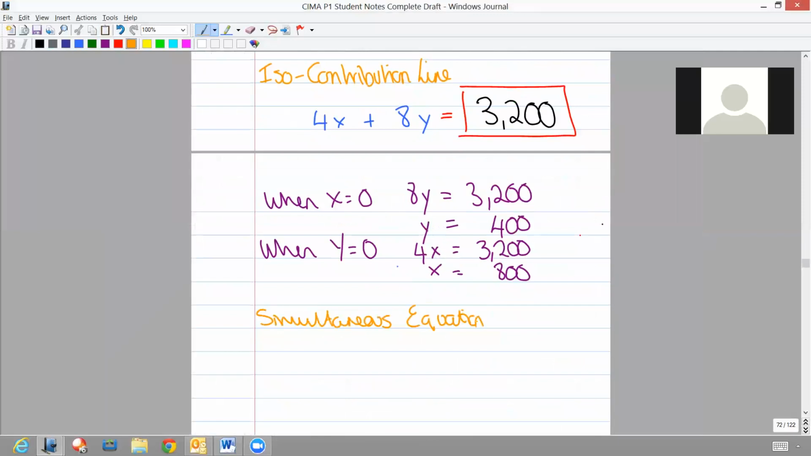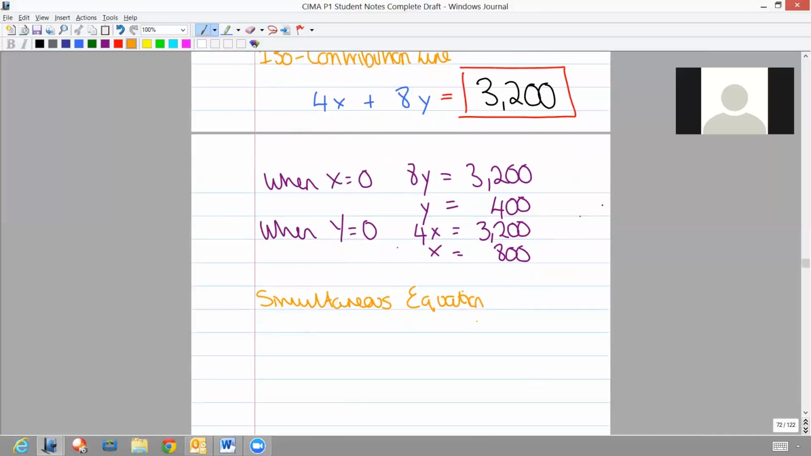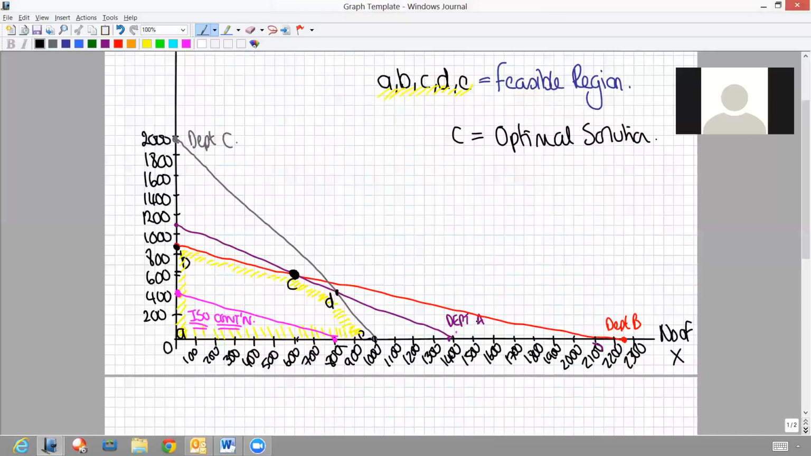Now, some of you may have done these a lot before, some of you may not, which is absolutely fine. What you need to do is take the two constraints that created the intersect of your optimal solution. Remember, on this question we had three constraints. The intersect of your optimal solution can only be caused by two of those constraints. In this particular case, the two constraints that create that intersect, and therefore our optimal solution, are department A and department B.